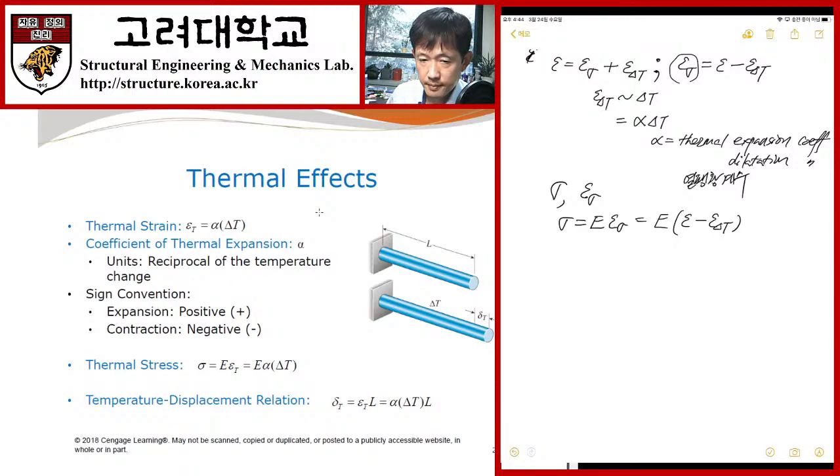It's very easy, right? And if you expand this, then this is equal to elastic modulus times strain, minus elastic modulus times the thermal strain, minus E alpha delta T. And this is called thermal stress, 열응력.